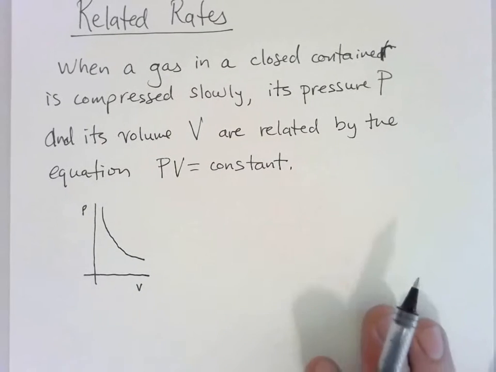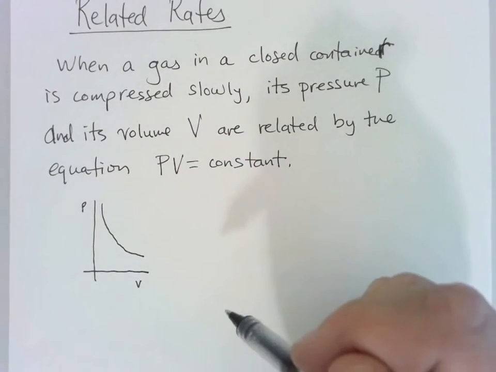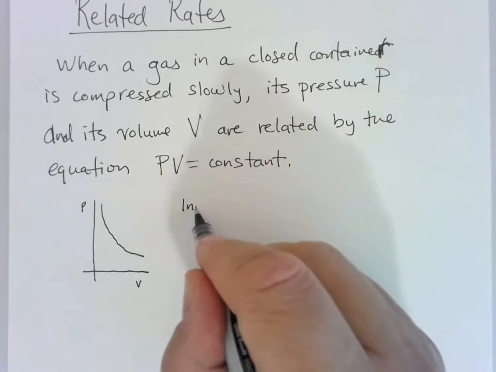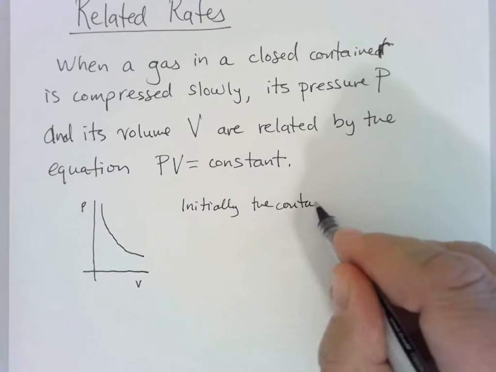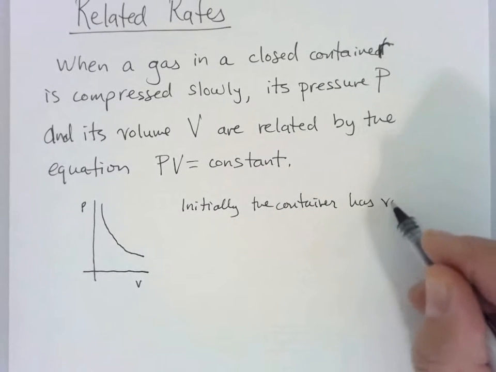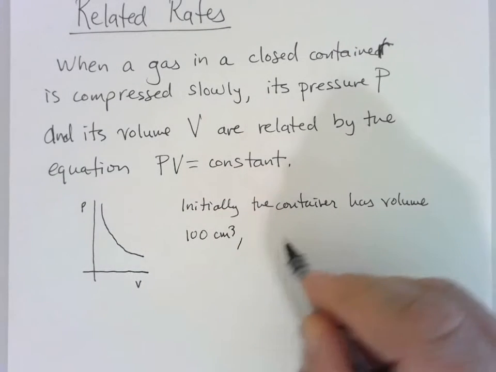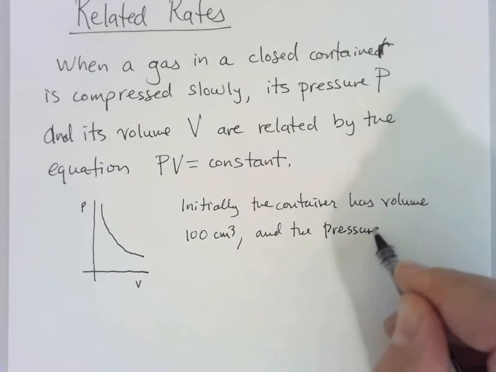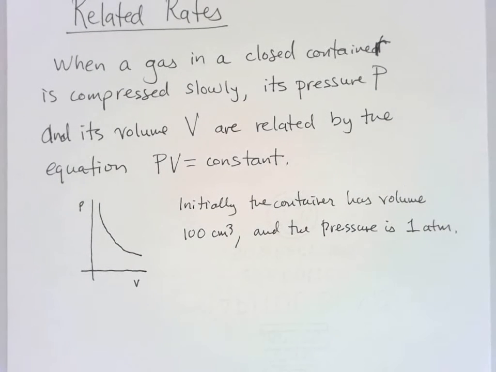But let's say I add some extra information now. Let's say we're going to start compressing this container of gas. We'll say initially the container has volume 100 cubic centimeters and the pressure is 1 atmosphere. So the gas is under atmospheric pressure and this container has volume 100 cubic centimeters.